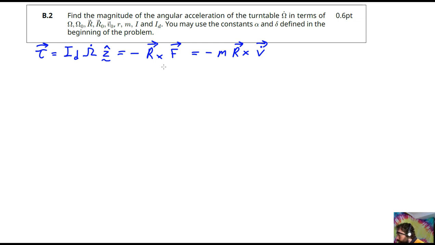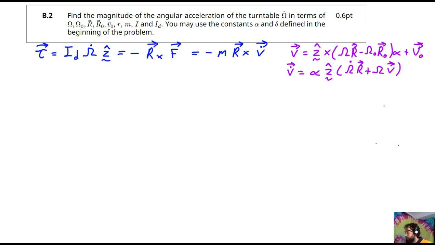Okay, now the issue here is that they don't want us to use v or v dot in our final answer, so we're going to have to do some substitutions to get rid of this. In the previous part, we had expressions for v dot and v. I'll just quickly write those down for us.